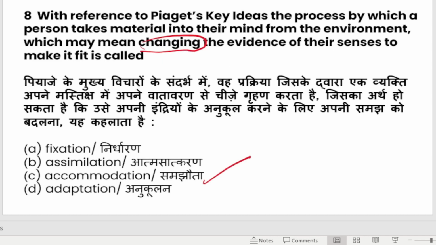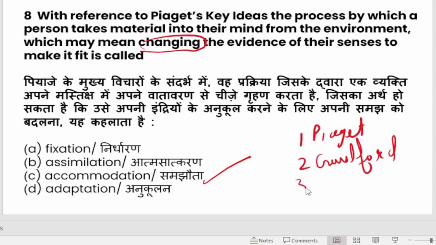Before starting question number 9, friends, the first question is for you, apart from this content. Who is the propounder of the 3D theory of intelligence? I repeat my question. Who is the propounder of the 3D theory of intelligence? Option 1 is Piaget, second is Guilford, third is Thorndike, and fourth is Gardner. If you know the answer, drop your answer in the comment box. I'll check and reply to you.